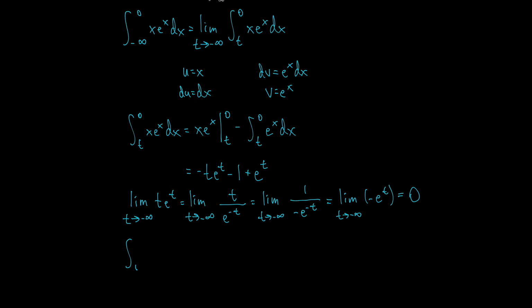So now we have our integral of x e to the x dx that we wanted to begin with. We know that that's the limit as t goes to minus infinity of this thing over here. And then we just got that limit just for the t e to the t part. The minus 1 and the plus e to the t part are easier. So we calculated this one was 0, so this limit is 0. So that's minus 0, minus 1, because the limit of minus 1 is minus 1, and the limit of e to the t as t goes to minus infinity is 0. So this integral is equal to minus 1. It's convergent.